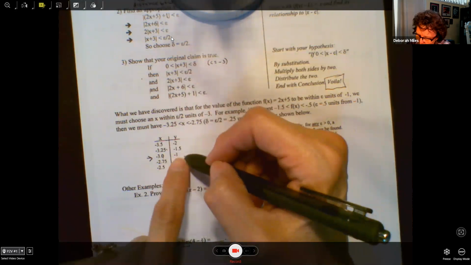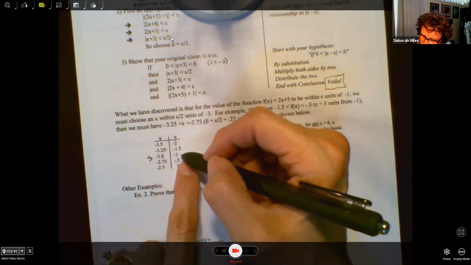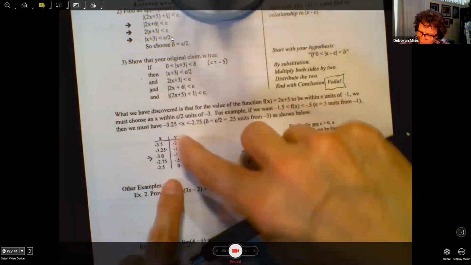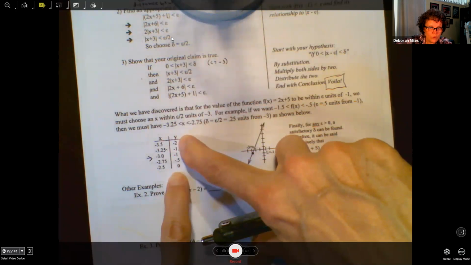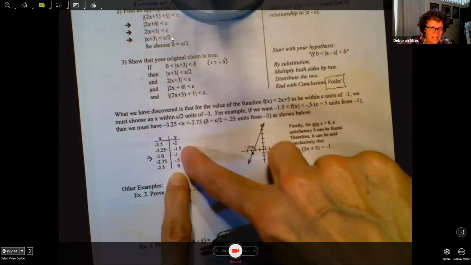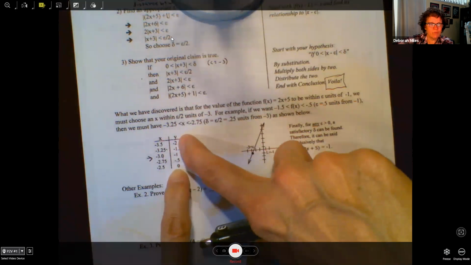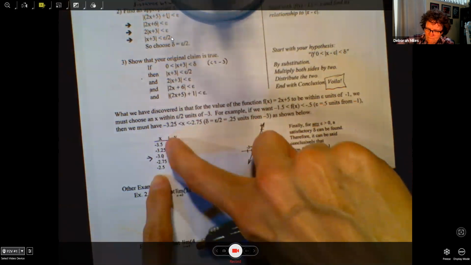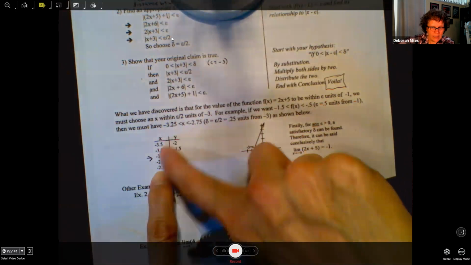Or I can get y to be within 1 unit of -1. 1 unit of -1 is from 0 to -2. I can get y to be within 1 unit of -1 by making x be within a half a unit of -3.